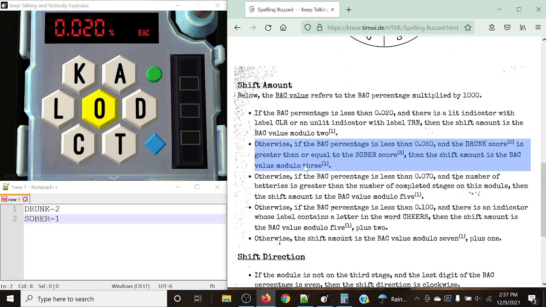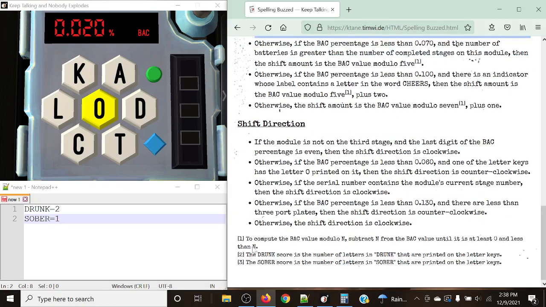So this rule is the percentage is less than 0.05, which is true, and the drunk score is greater than or equal to the sober score, which is indeed true as well. Then we're going to shift the amount. The shift amount is the BAC value modulo 3. Now, what exactly does this one mean? To compute the BAC value modulo n, subtract n from value, it's basically just telling you how modulo works.